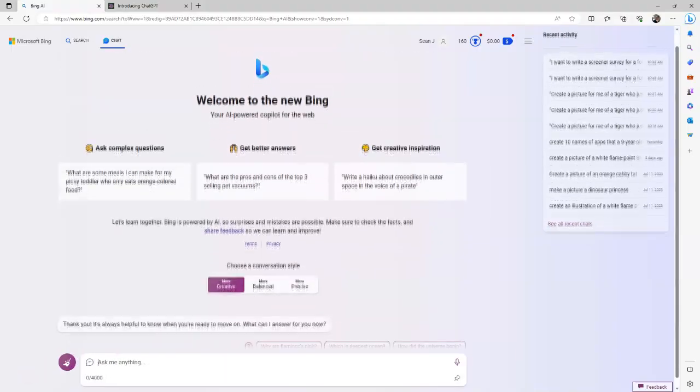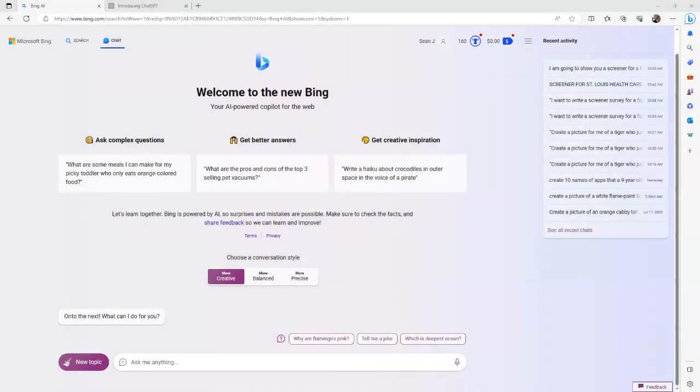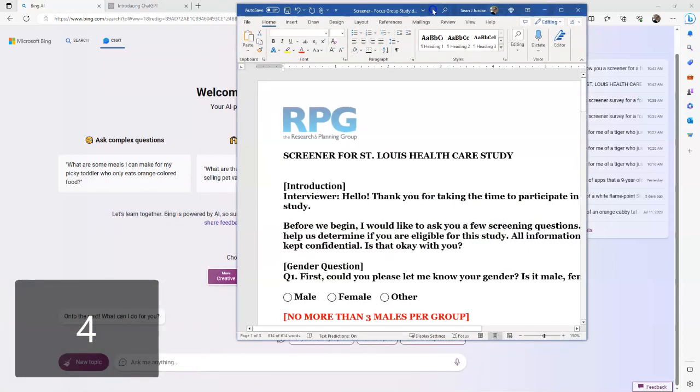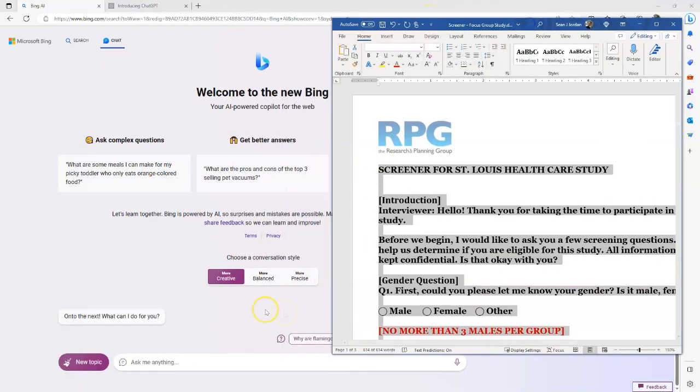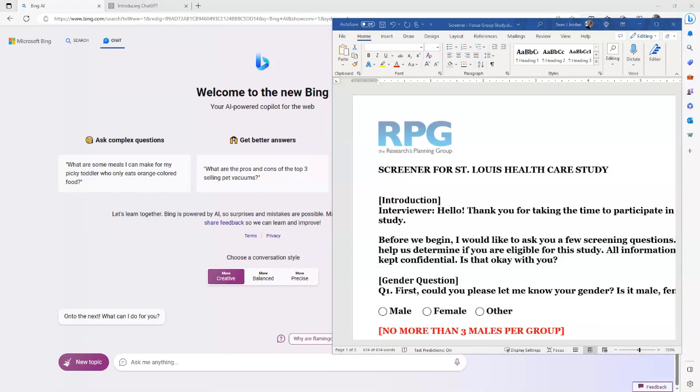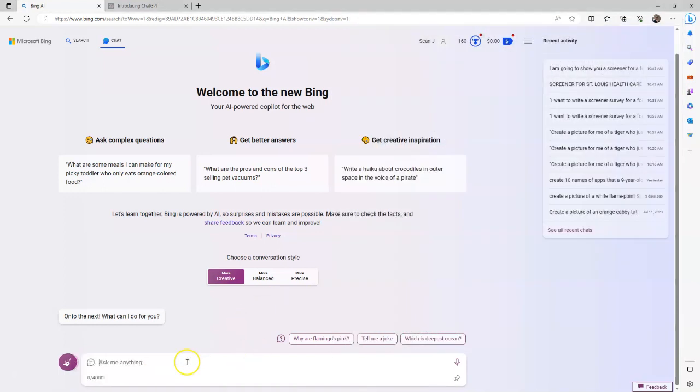Let's try. There's actually something even cooler you can do, and that is teach this program to write things in your own style. So I have this screener that I wrote for a recent study, and I've taken all the client information out of this, of course. But what I'm going to do is ask Bing Chat, using its ChatGPT engine, to write a screener for me in a similar style.